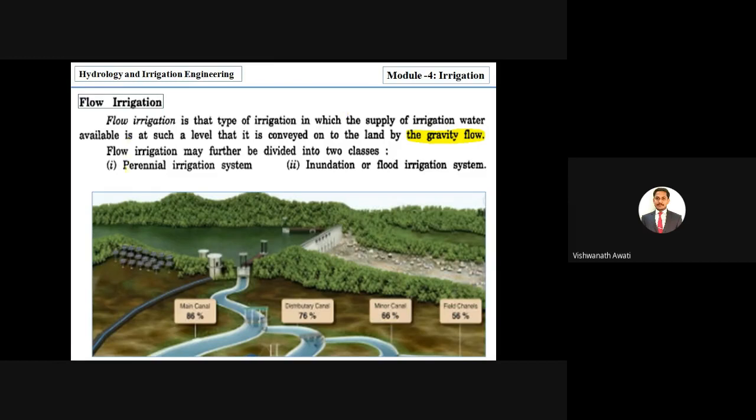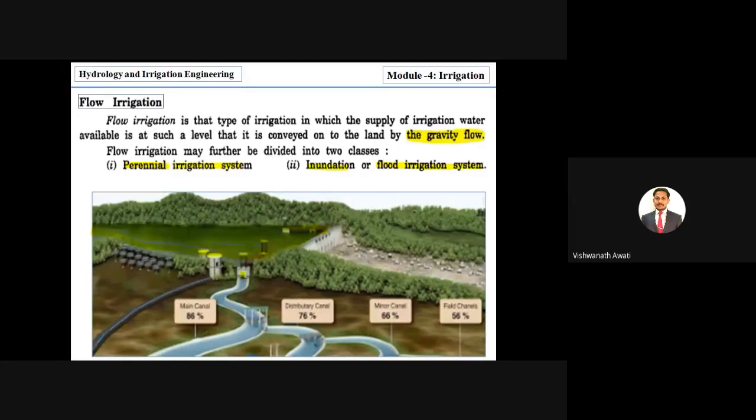Next, it is divided into the perennial irrigation system and the inundation irrigation system, or inundation irrigation is also called flood irrigation. By the name you can understand: perennial irrigation system, and inundation means water is made to stand, like a flood irrigation, right? In the image you can see a storage of water in the upstream of the dam. It is an animated figure. This is what flow irrigation means.